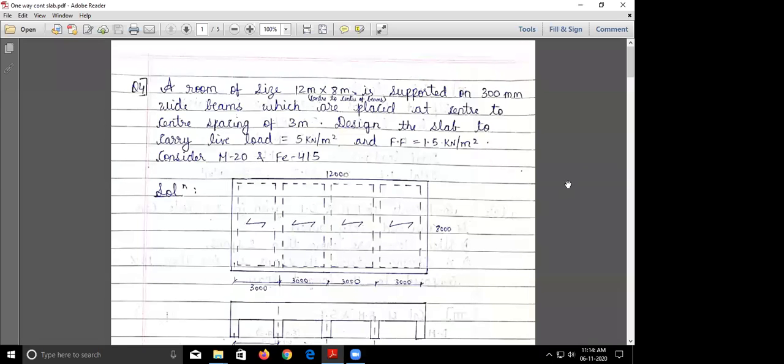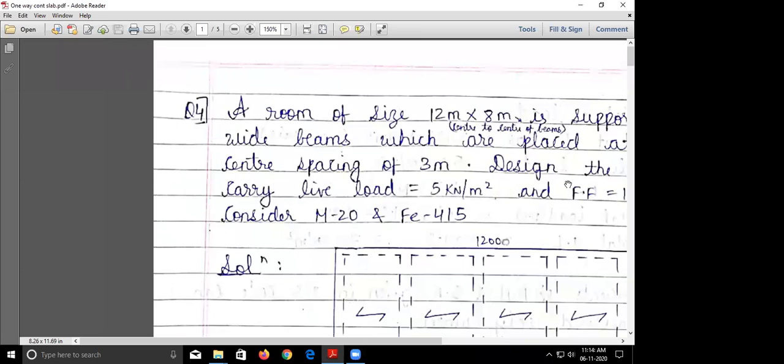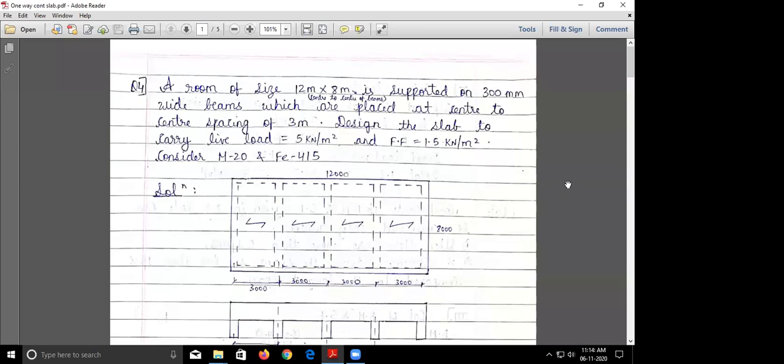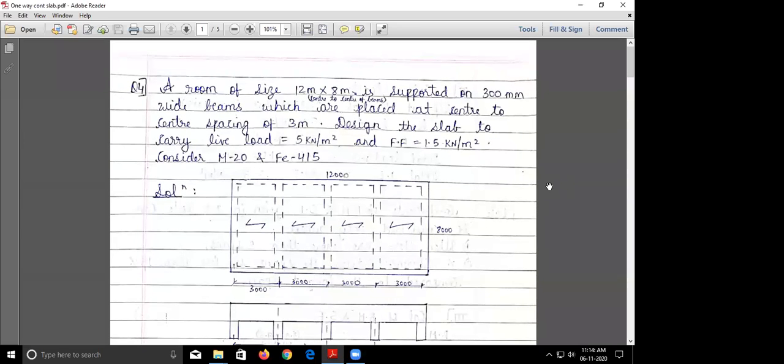So this is the question which we are going to do now. So the question is, a room of size 12 meter by 8 meter is supported on 300 wide beams which are placed center to center, spacing of 3 meters. Design the slab to carry a live load of 5 kilonewton per meter square. We will note it down, no?